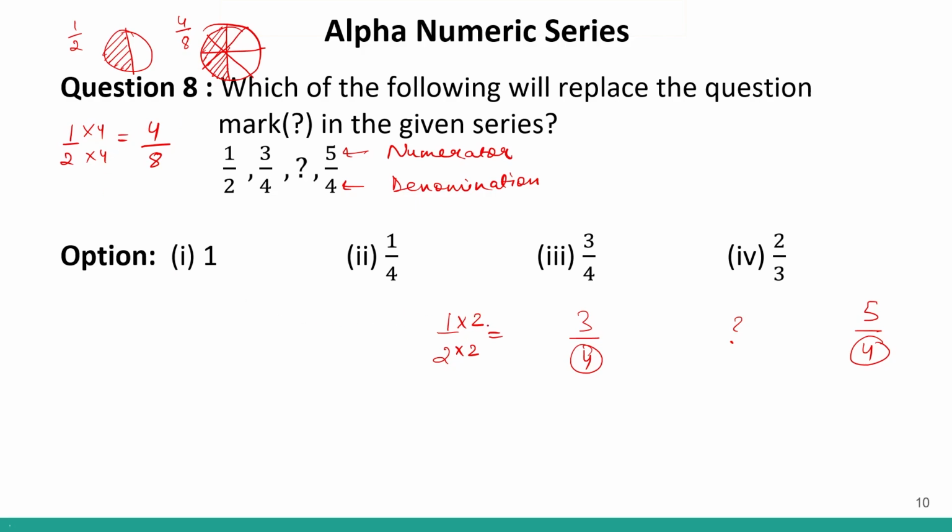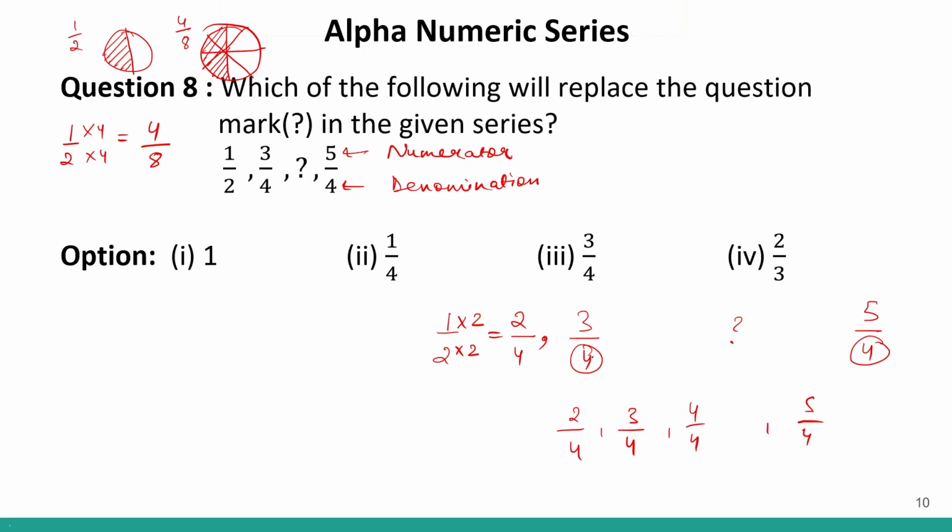So if I multiply both numerator and denominator by 2, I will get 2 by 4. So now I can see 2 by 4, 3 by 4 and 5 by 4. Correct? So obviously if the fraction is like this, the missing term over here will be 4 by 4.